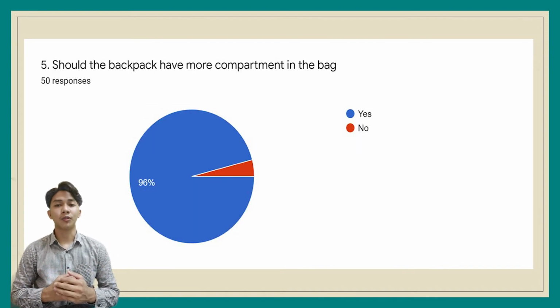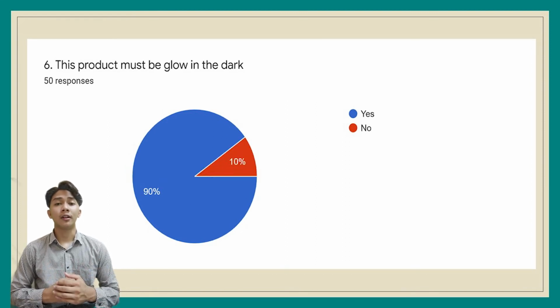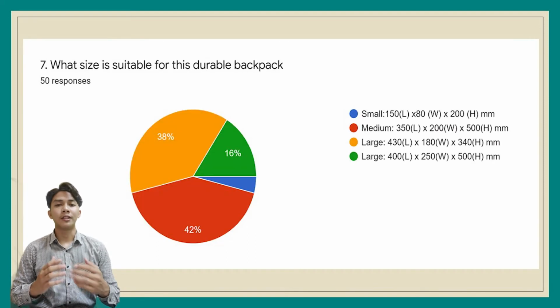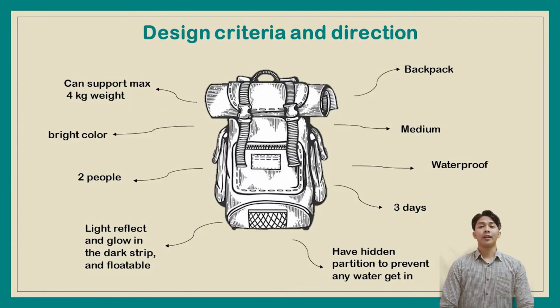Next, all respondents agree that the bag needs to have more compartments to store personal documents, jewelry, food supply, first aid, and a toolkit. Here they agree that the backpack needs to have a glow in the dark feature, which has to be noticed by the rescue department. Last but not least, here is the size the respondents agree on, where the majority chose medium. Now we continue to design criteria and direction.